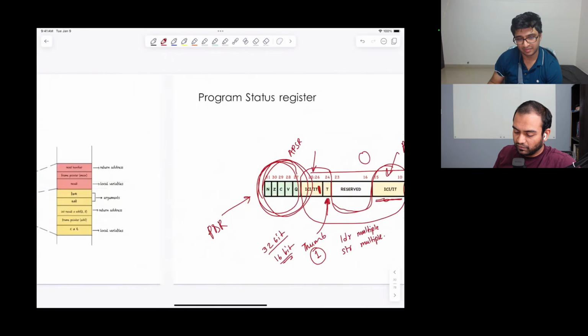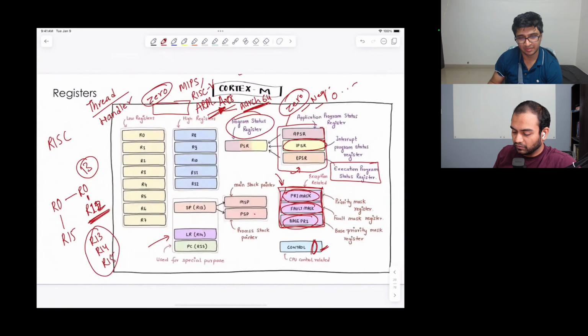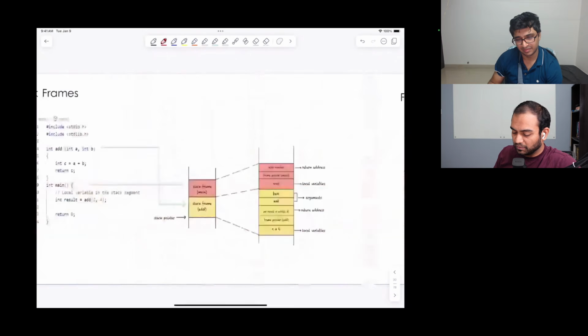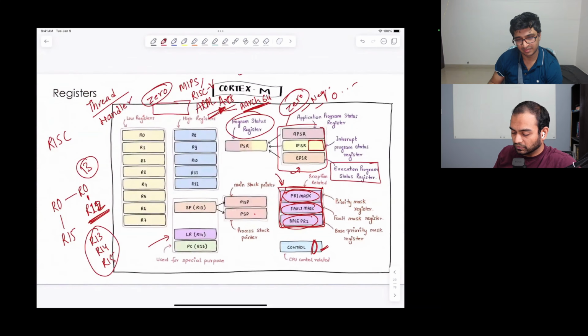Similarly, if we were reading the IPSR, we would read the lower 10 bits, which are these. And then if we are reading the EPSR, we'll read those middle bits. Combined is PSR. So these are like four different registers, right?